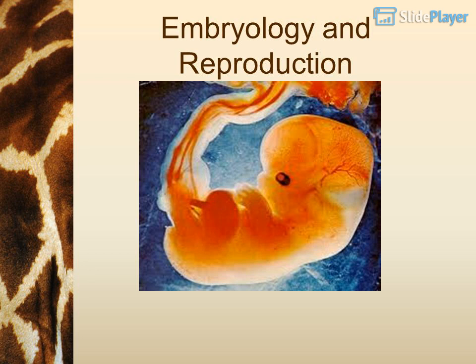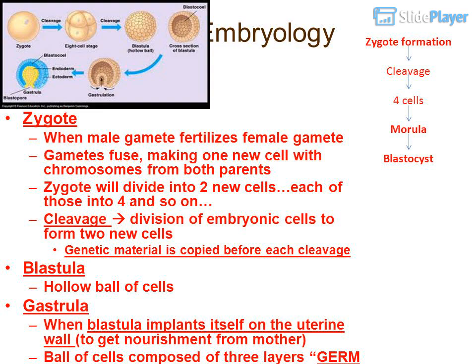Embryology and reproduction. Embryology. Zygote. Blastula. Gastrula. Zygote formation. Cleavage. 4 cells. Morula. Blastocyst. Zygote: when a male gamete fertilizes a female gamete, the gametes fuse, making one new cell with chromosomes from both parents. The zygote will divide into 2 new cells, each of those into 4 and so on.